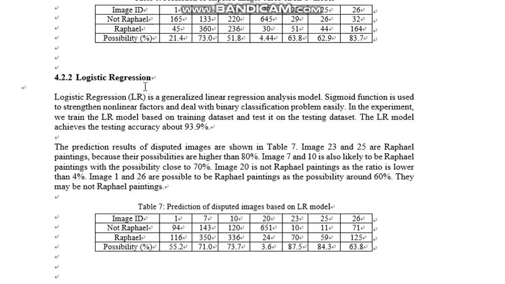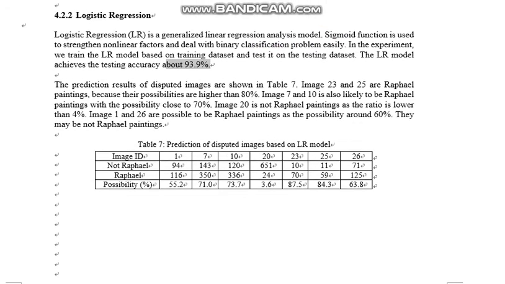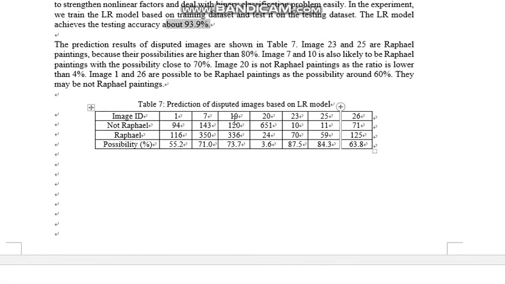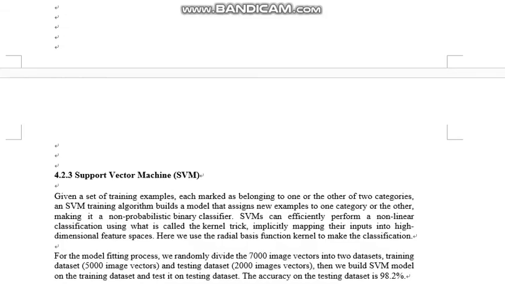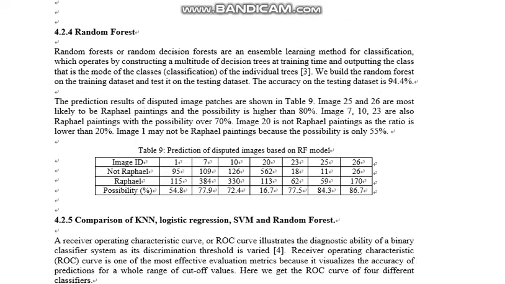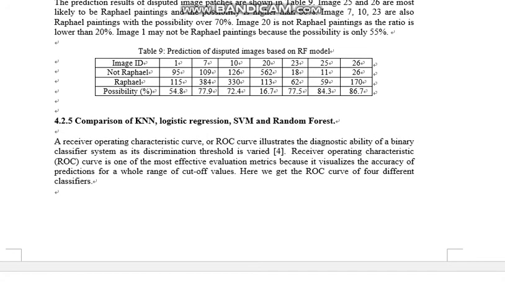Also, we use the logistic regression method, and we got a testing accuracy of about 93.9, and we also show the prediction results on the disputed images. You can see it from here. Also, we use support vector machine and random forest. Here we use 4 supervised learning methods in total.